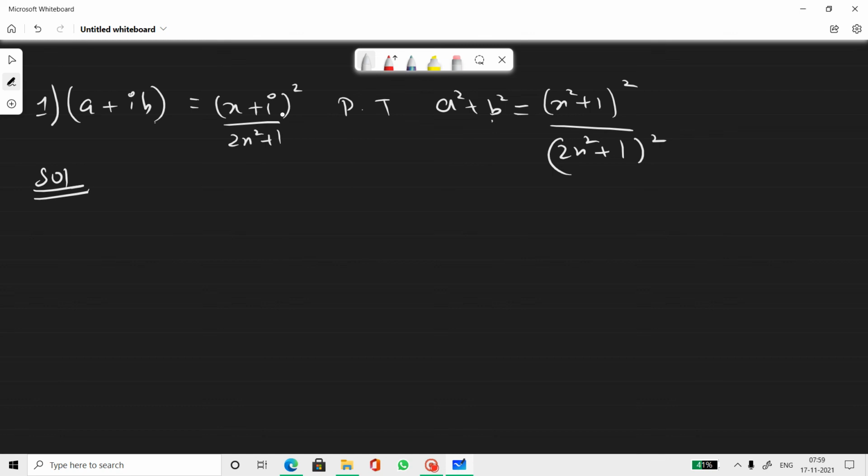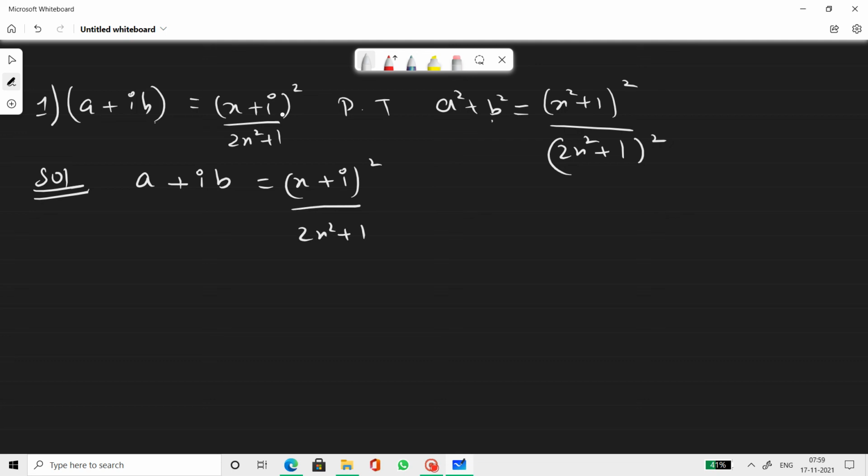One of the ways usually everyone does is they square on both sides and expand the given information. But that is not a wiser way. The best way is to take the conjugate. So let us rewrite the given complex number first, the given information, I mean. So a + ib = (x + i)² divided by 2x² + 1.